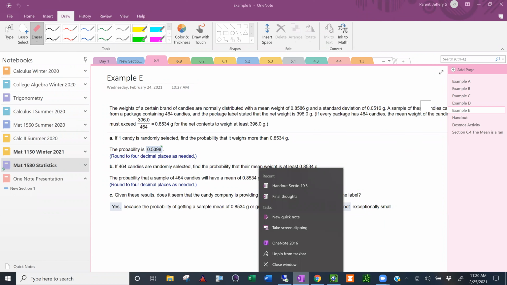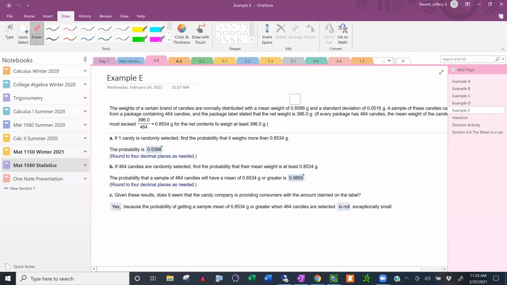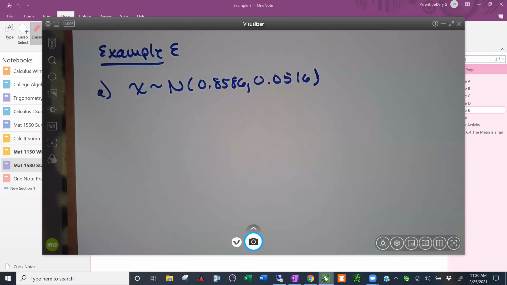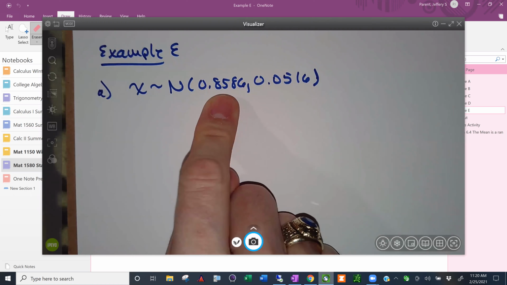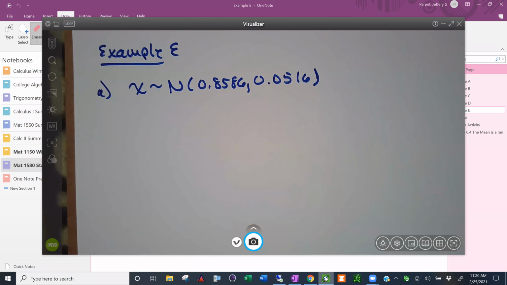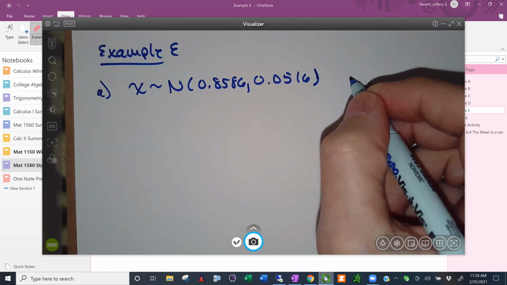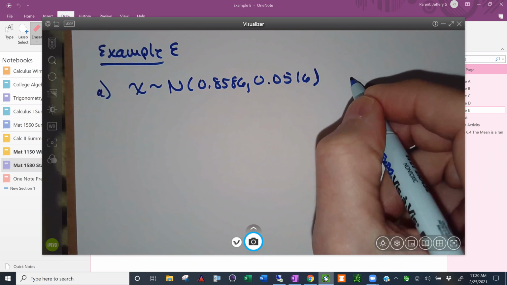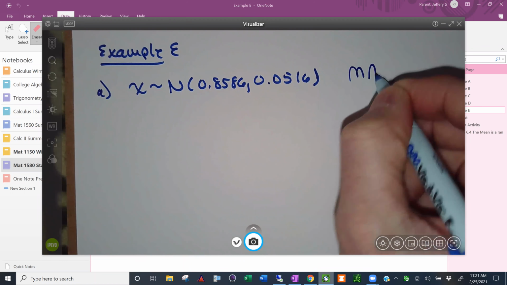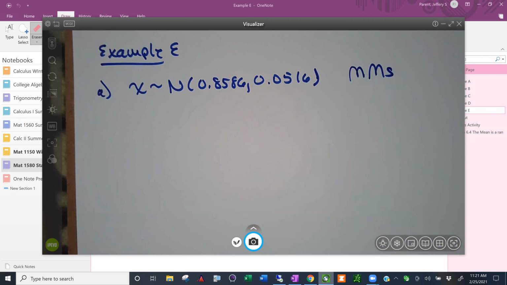So we'll continue with this one. And, you know, I've said it before, I don't like the fact that they kind of denude these problems. They take away anything that might be of interest. The weights of a certain brand of candies are normally distributed with a mean weight of 0.8586 grams and a standard deviation of 0.0516 grams. Can anyone guess what candy they're talking about and not really mentioning by name? I'll give you a hint, we worked with it in this class before. M&Ms. Yeah, so M&Ms have this distribution in terms of weights.